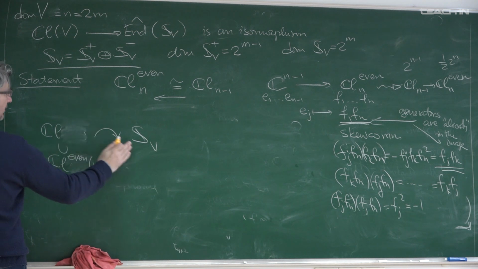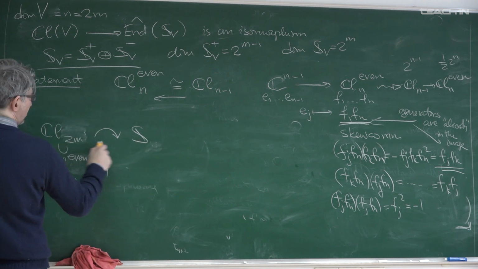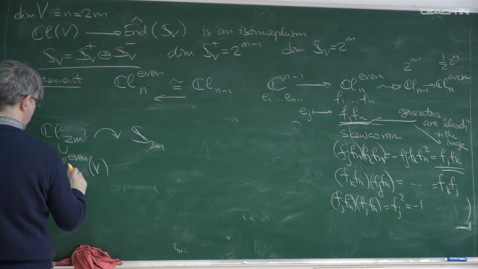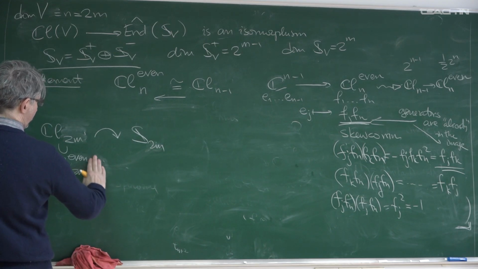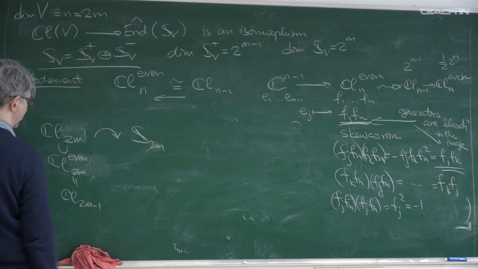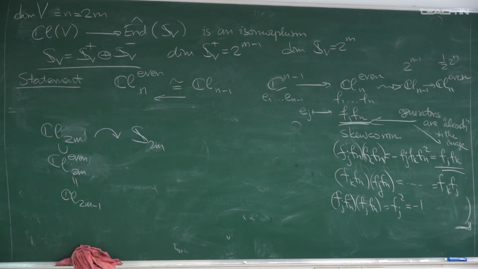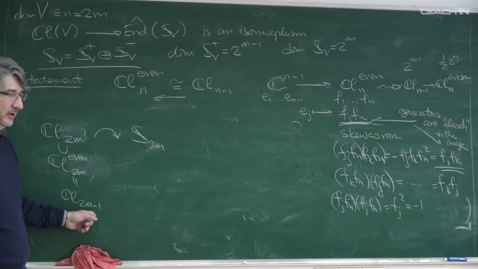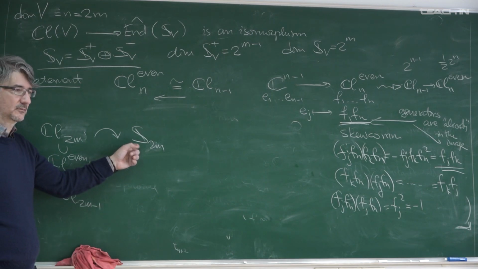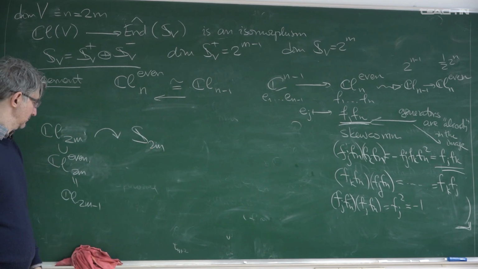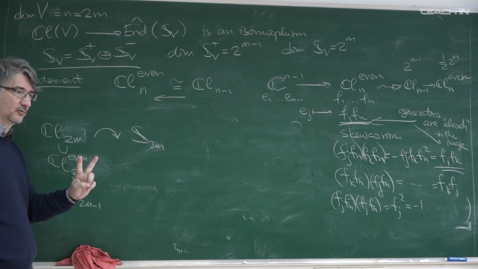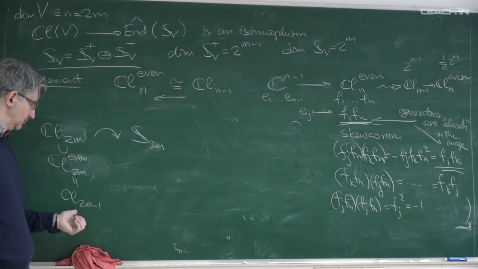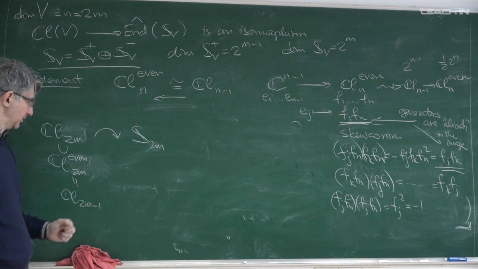Okay, I don't want to write here. The even part of Clifford 2m, and Clifford 2m minus 1. Let us think that we are working in coordinates. So Clifford 2m minus 1 acts here. What is the dimension of the irreducible representation for this guy? There are two irreducible representations, but they have the same dimension. Which one do we see here?